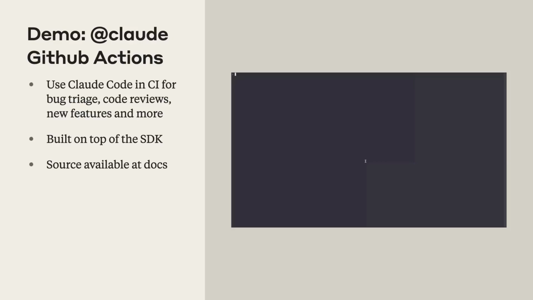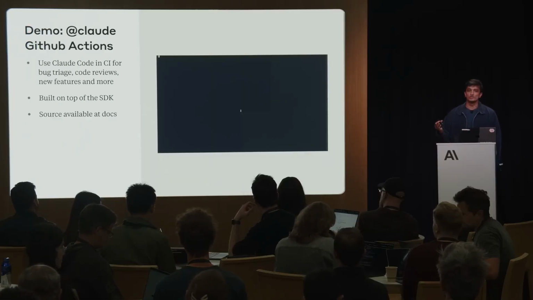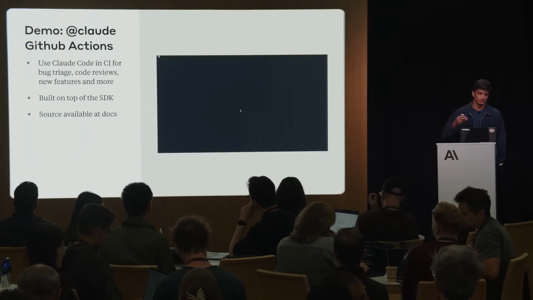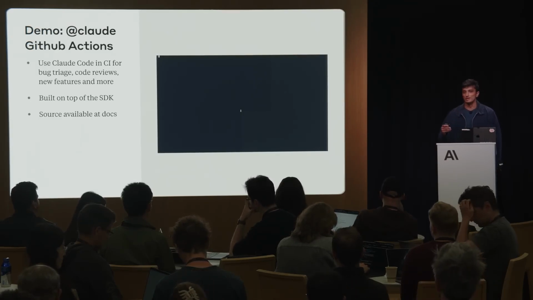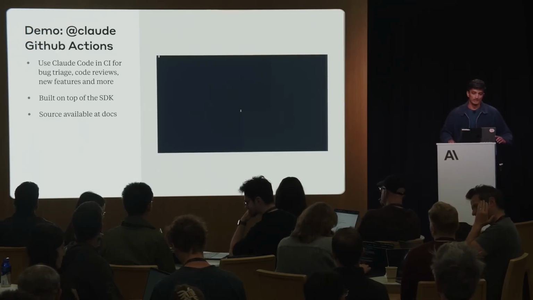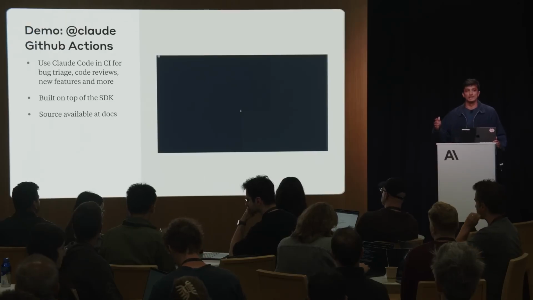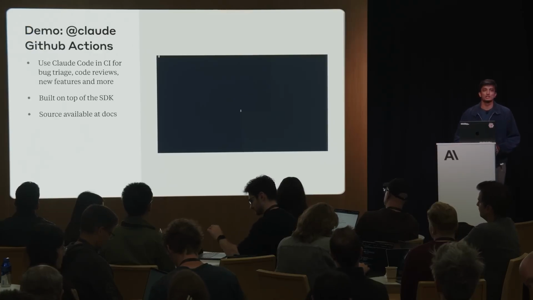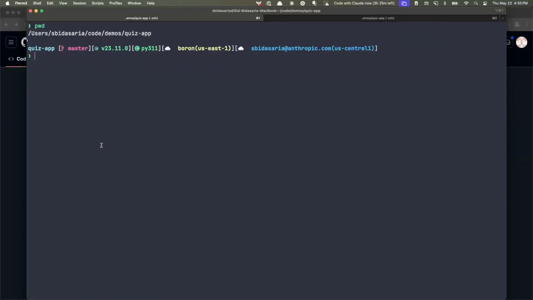Let's get into a significantly more complex example now, which is the Claude GitHub Action. The Claude GitHub Action was built on top of the SDK, and it can be used to review code, create new features, triage bugs and so on. This is also open source, so I'll include a link at the very end of the talk, so you guys can go have a look at the source for inspiration for how to use it. But for now, let's jump into a live demo on my laptop.